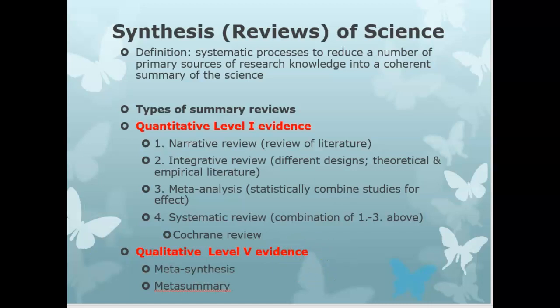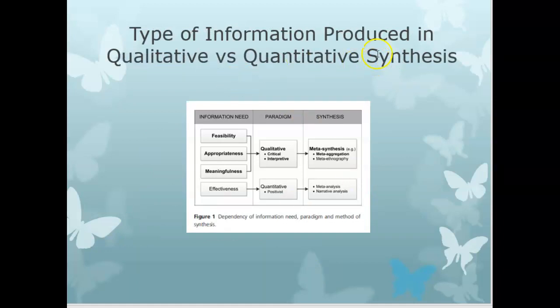It's qualitative information. So the type of information produced in a qualitative versus a quantitative synthesis: if you're doing something qualitative, you're looking for meaningfulness, appropriateness, and feasibility for the patient. So you're just looking at, does it matter? You're going to use a critical and interpretive paradigm to synthesize the information and give you meta-aggregation, meaning what does this data represent?